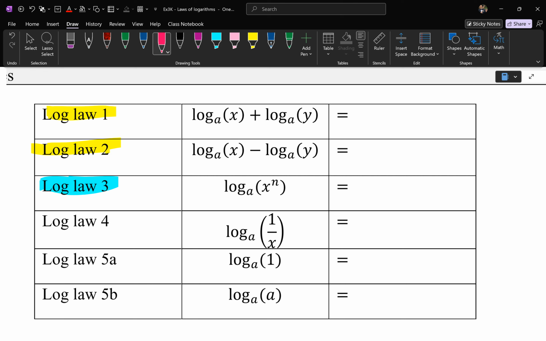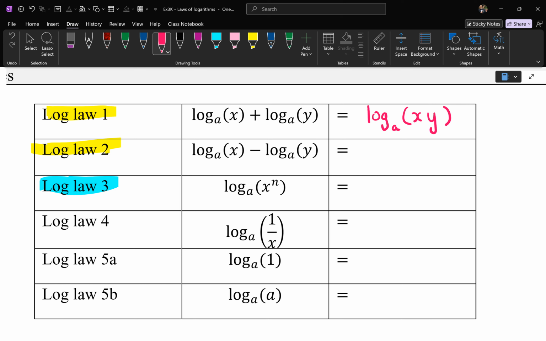Log law number 1, very similar to your index laws. So it is log base A of x multiplied by y. Very similar to index laws, when you multiply with the same bases, you add the powers. Interestingly enough, with the reverse, with logarithms, when you add the logarithms with the same bases, then you multiply what's inside the brackets.